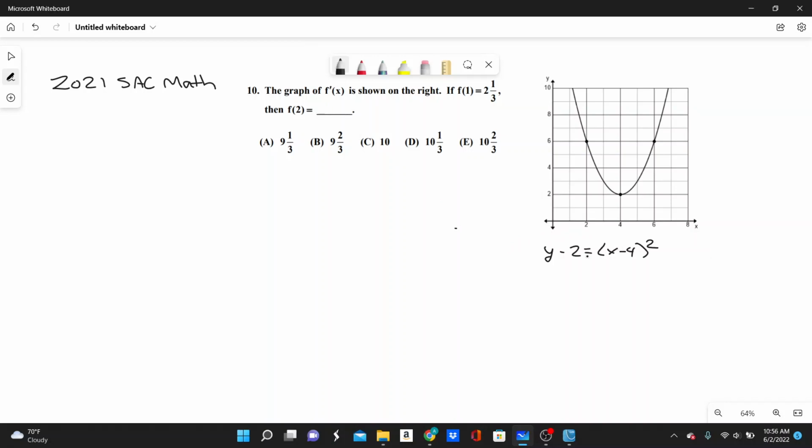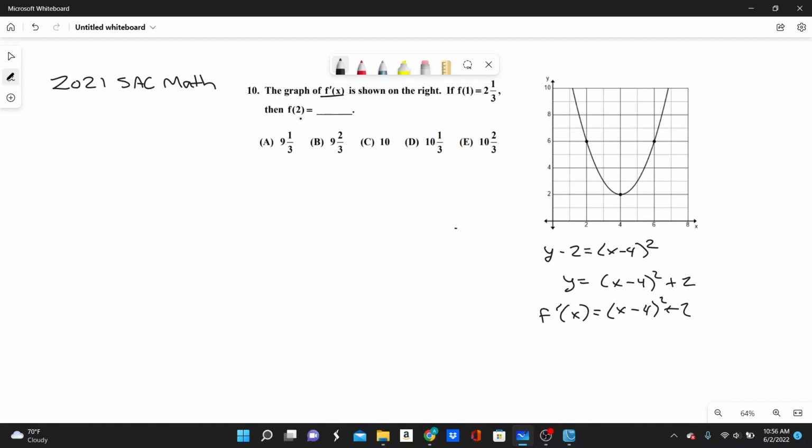y minus 2 equals (x minus 4) squared. Now I'm going to make a slight adjustment. I'm just going to move this 2 over to the right. So we have a function in terms of x, and the problem tells us this is equal to f prime of x. So we have f prime of x equals (x minus 4) squared plus 2.